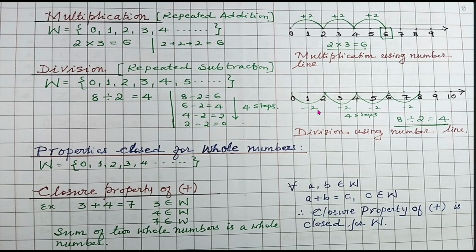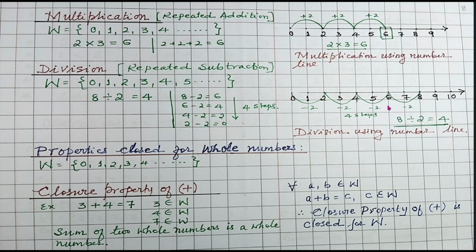and that can be represented using a number line. From 8, subtract 2 we get 6, subtract 2 we get 4, subtract 2 we get 2, subtract 2 we get 0. We have gone 4 steps to the left, and therefore 8 divided by 2 is equal to 4, and that is how we indicate the division by repeated subtraction on a number line.